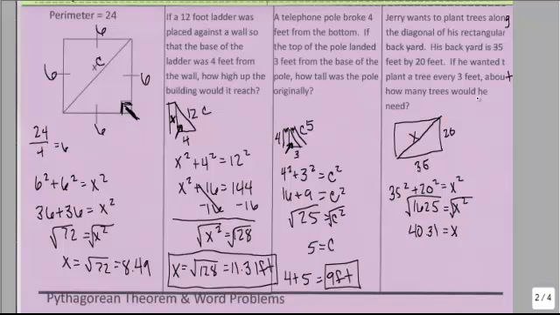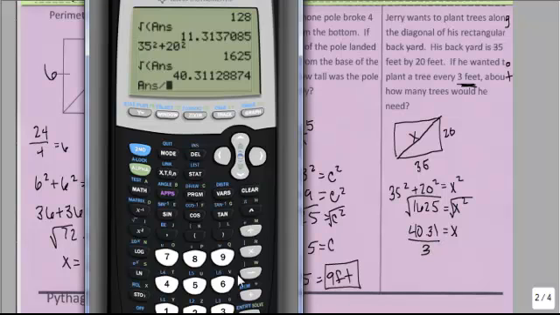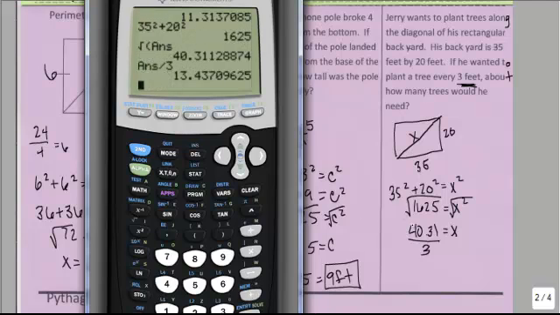That isn't our answer though, because it says if you wanted to plant a tree every 3 feet, about how many trees would he need? So we need to divide this by 3 to figure out how many trees. Our answer is 13.43, but of course we can't plant 0.43 trees, and 14 trees obviously would not fit if this is the only space that we have, so there are 13 trees.